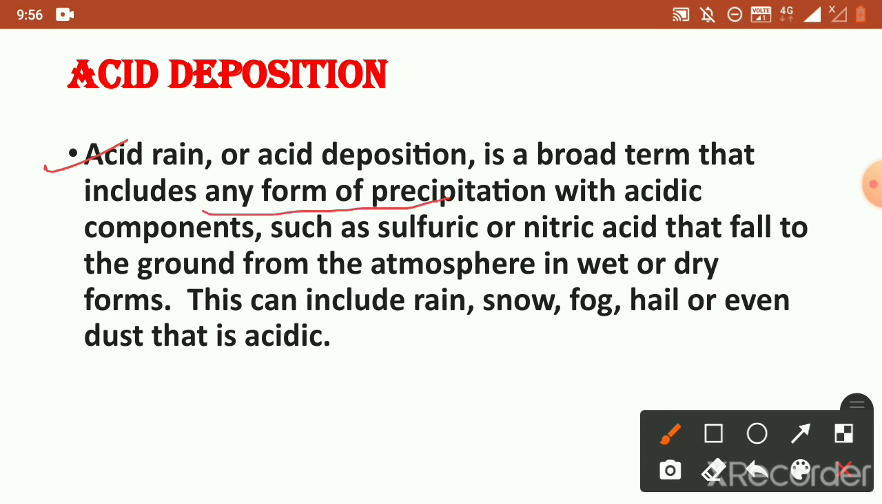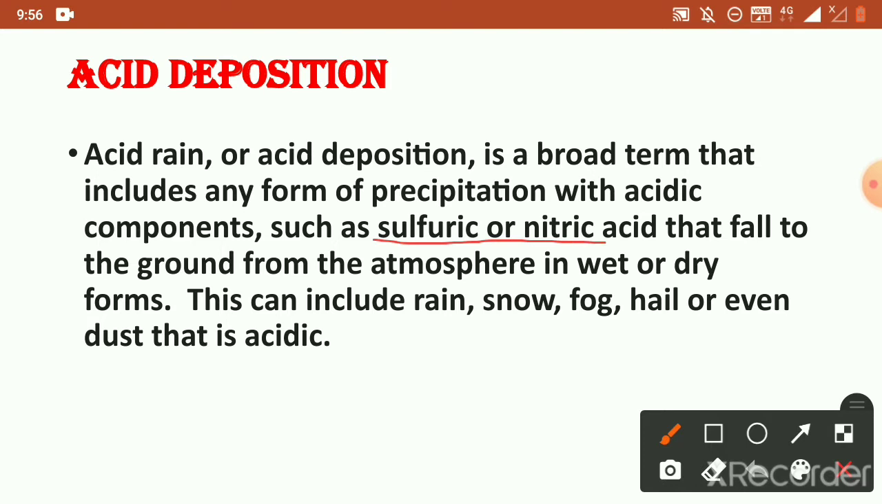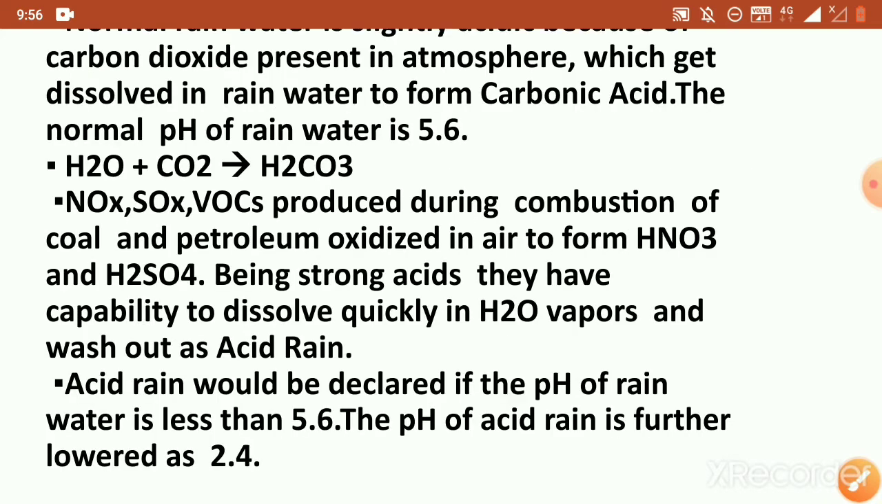Any form of precipitation with acidic components that fall to the ground from the atmosphere in wet or dry forms is known as acid rain. And the acidic components include sulfuric or nitric acid. Whereas the precipitation can be in any form. This can include rain, snow, fog, hail, or even the dust that is acidic. In simple words, we can say that the precipitation of acidic components is known as acid rain.